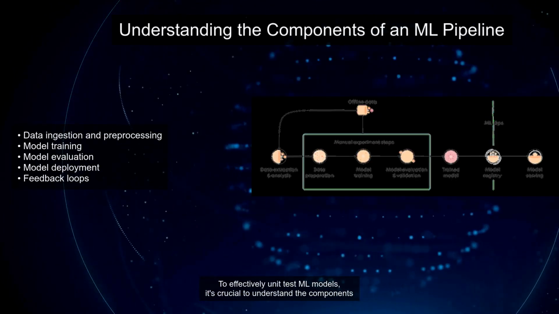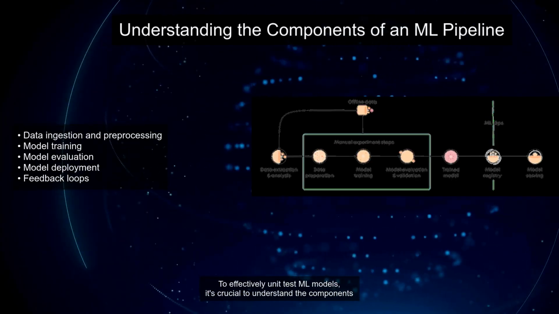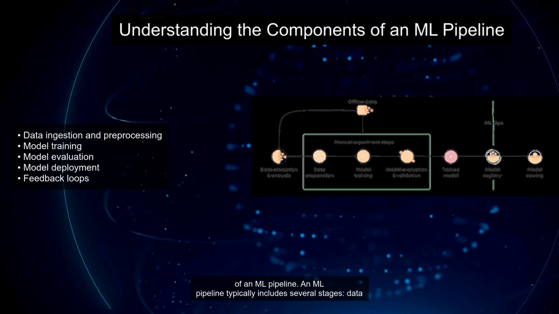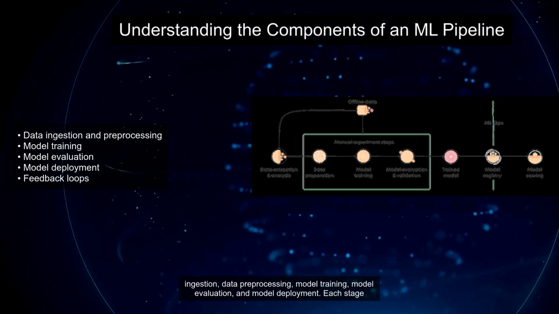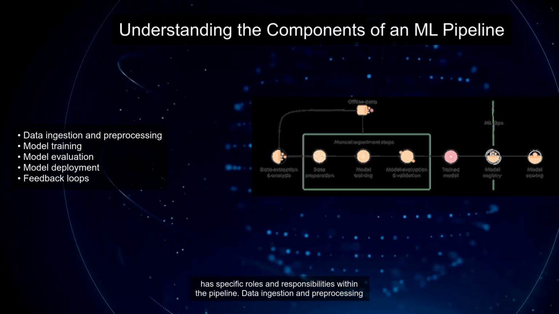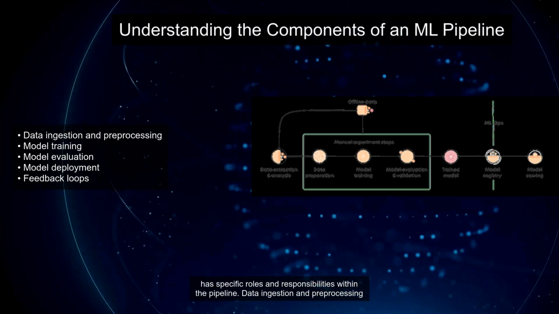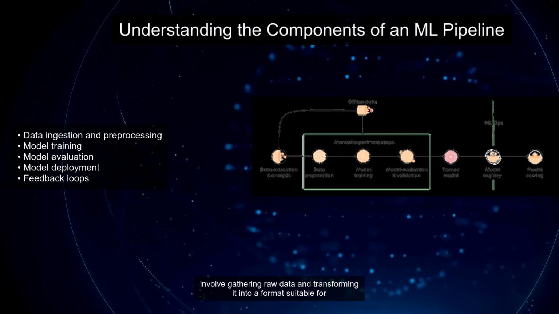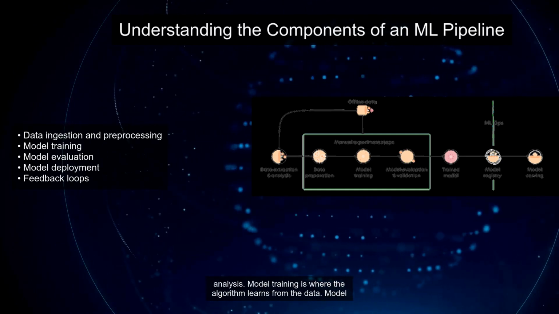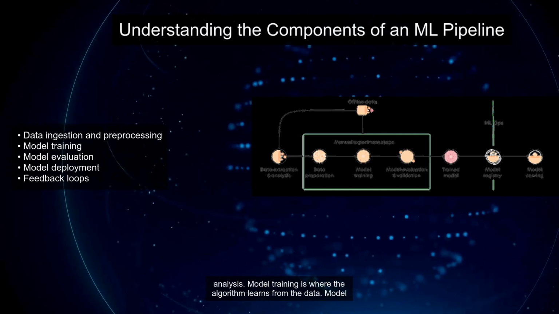To effectively unit test ML models, it's crucial to understand the components of an ML pipeline. An ML pipeline typically includes several stages: data ingestion, data preprocessing, model training, model evaluation, and model deployment. Each stage has specific roles and responsibilities within the pipeline. Data ingestion and preprocessing involve gathering raw data and transforming it into a format suitable for analysis.